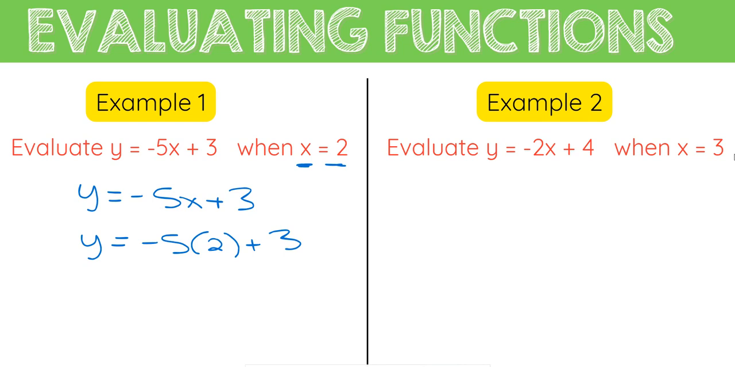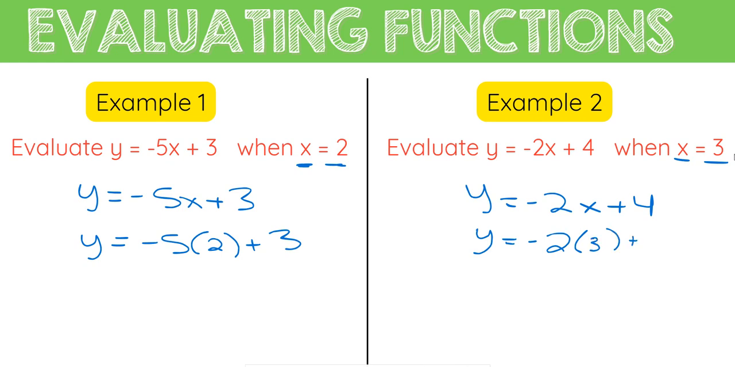So let's look at your example. I'll just rewrite the equation, but we're going to replace x with 3. So when you do that, what do you get for the next equation? So we should get negative 2 times 3 plus 4.